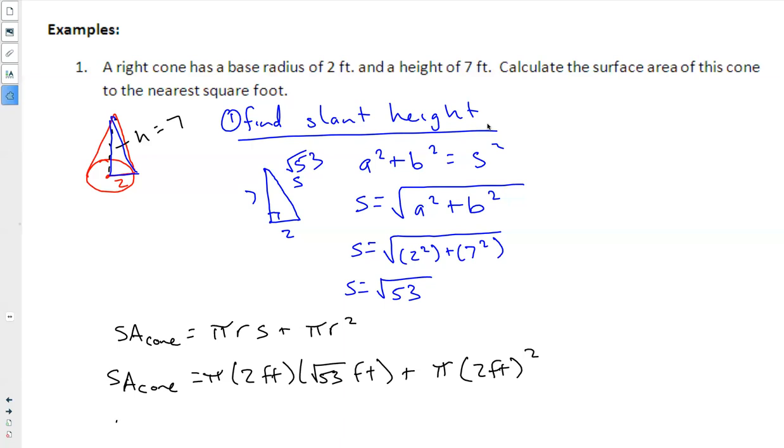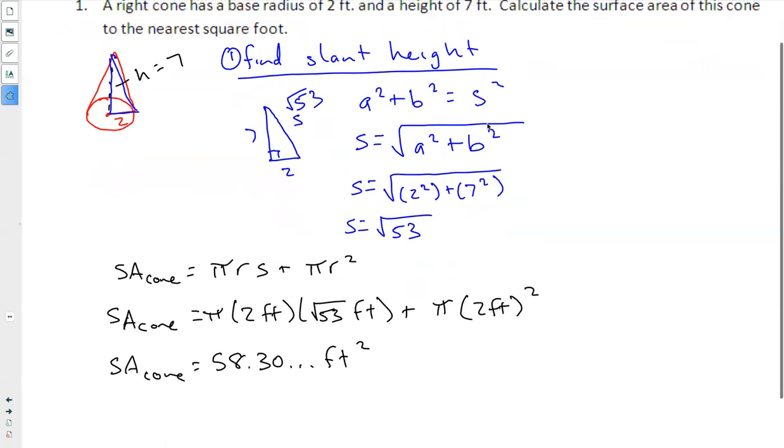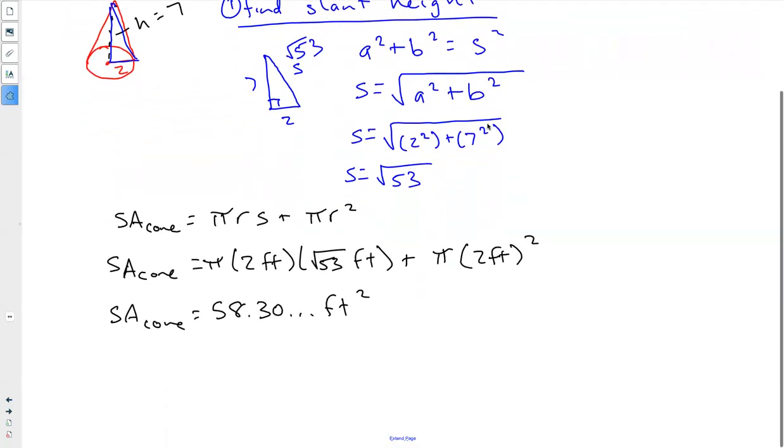Okay, punch all those into your calculator. We'll get a surface area of the cone equal to 58.30 and a bunch of decimal answers there. Units on that is square feet. Question is asking us to round it to the nearest square foot. So I'm going to look right here. It's 4 or less, let it rest. So surface area of the cone is equal to 58 square feet.